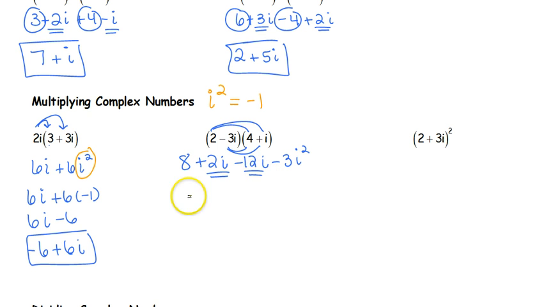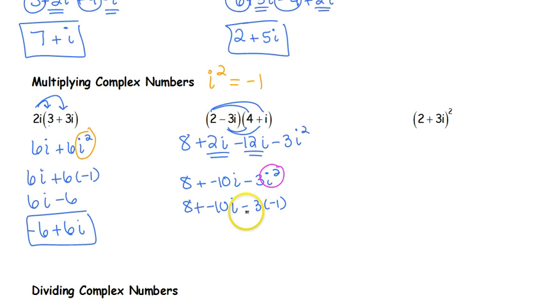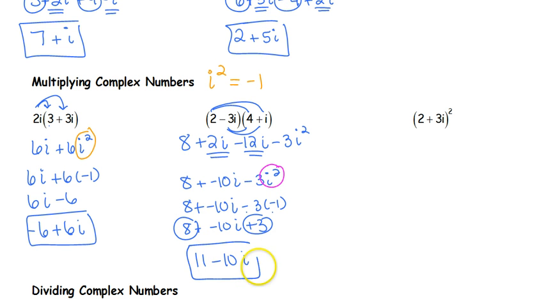I've got some like terms I can combine here. 8 plus a negative 10i minus 3i squared. Don't forget, every i squared is equal to negative 1. So this is really 8 plus a negative 10i minus 3 times a negative 1. Well, a negative 3 times a negative 1 gives us a positive 3. So 8 and 3, 11 minus 10i is our answer, making sure that it's in standard form.